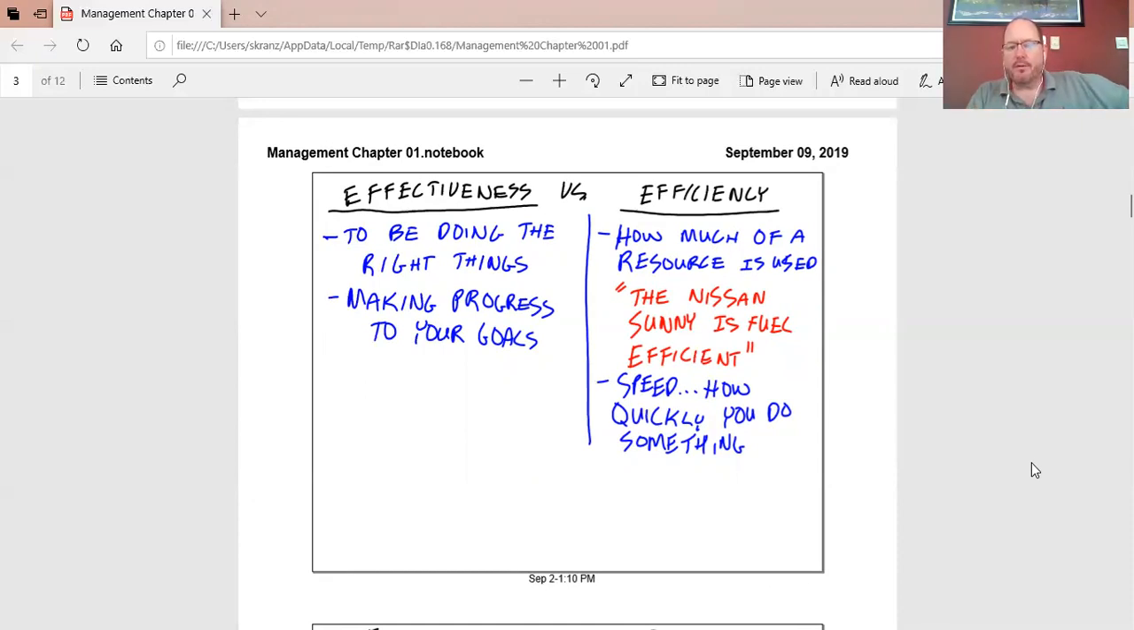I gave the example that my Nissan Sunny that I had when I came here in 2008 is very fuel efficient. The car did not use much fuel. Now I'm driving a Ford Explorer that uses a lot of fuel, so it is not fuel efficient, okay? So one definition of efficiency is using less of a resource. Another definition of efficiency is doing something quickly. Being able to get through something fast means you're being efficient.